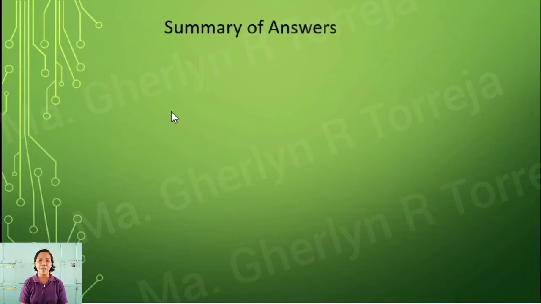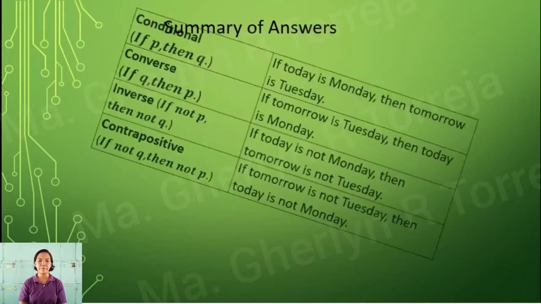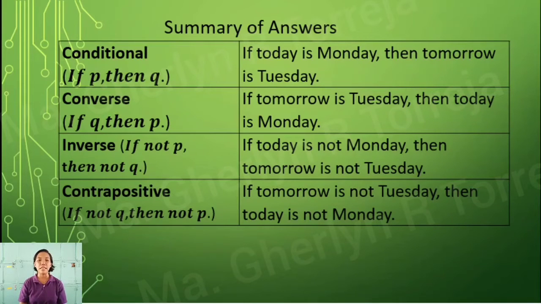Okay, let's now have our summary of answers. So, for our conditional statement, ang given natin is, if today is Monday, then tomorrow is Tuesday. And, para naman sa converse statement, we just interchange the Q and the P. So, we have, if tomorrow is Tuesday, then today is Monday. And then, for our inverse, if today is not Monday, then tomorrow is not Tuesday. And for the contrapositive, if tomorrow is not Tuesday, then today is not Monday. So, that is our answers.